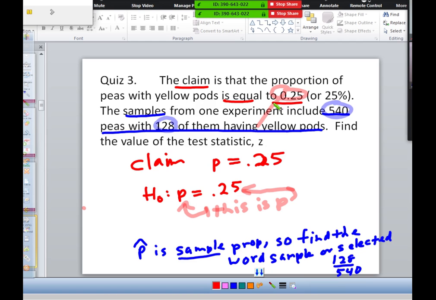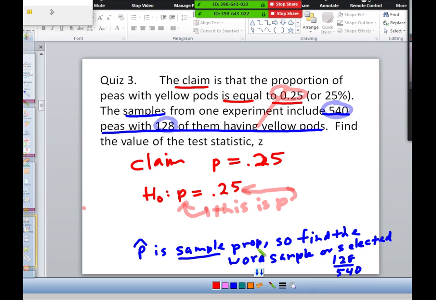So my claim is that it's equal to 25%, 0.25. That's going to be the number I use in my H naught and my H1. That's your P. Whatever you have in your H naught, H1, and in your claim, same number, that's the P.